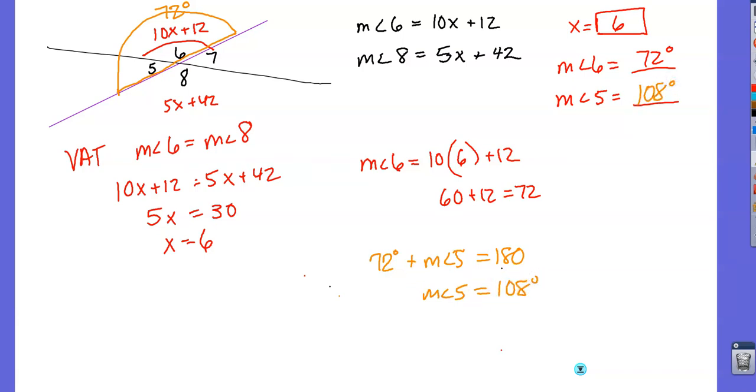Okay. And this picture doesn't have to be to scale, so it's fine that this one is actually obtuse and that one's acute. That's fine. Okay. And then let's do one more, and then I'll let you go for the day.